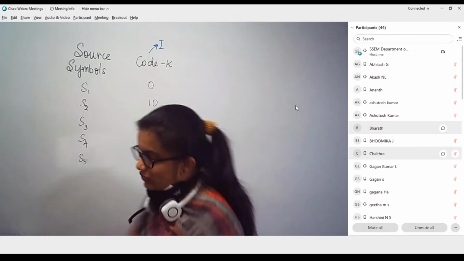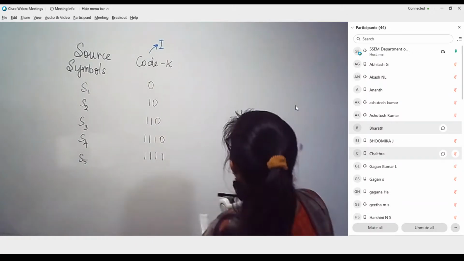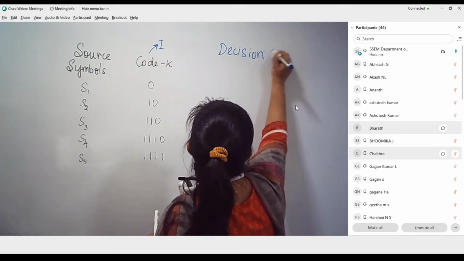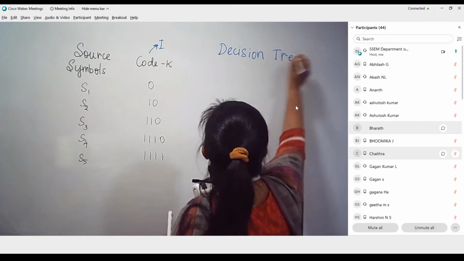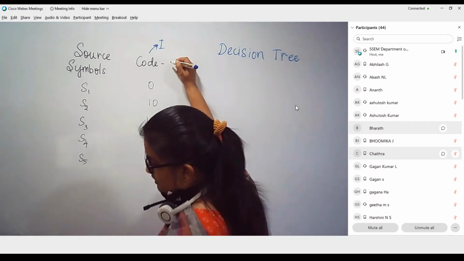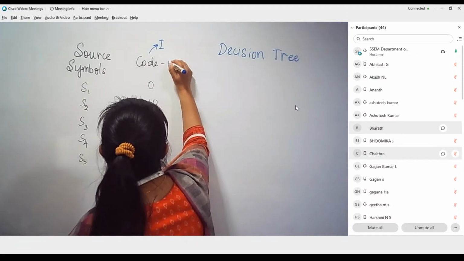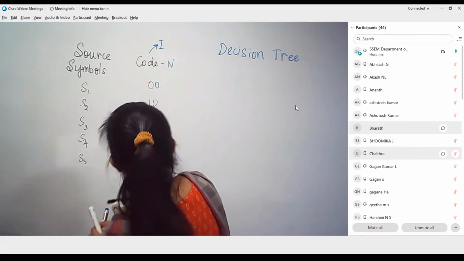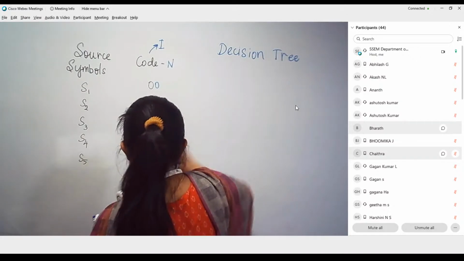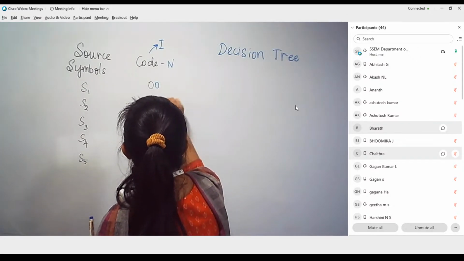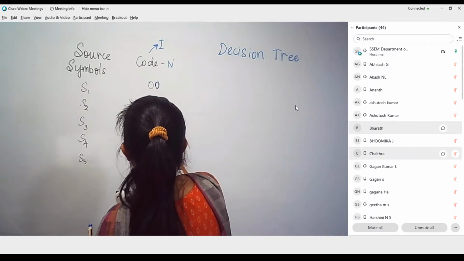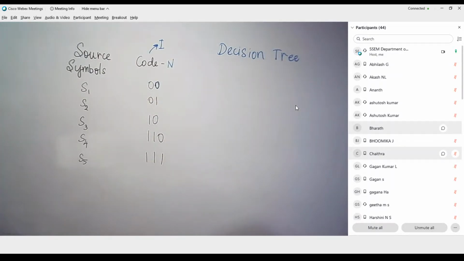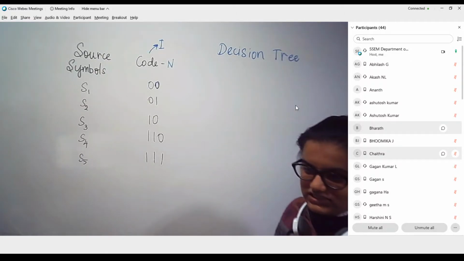Okay. So first I am going to consider the decision tree for code word N: 0001, 10, 110, 111 as written. Okay, this is the code given to us, code N. Now I am writing the decision tree.